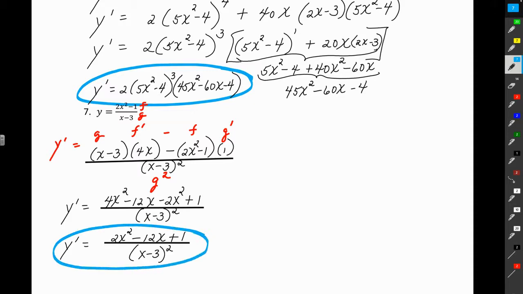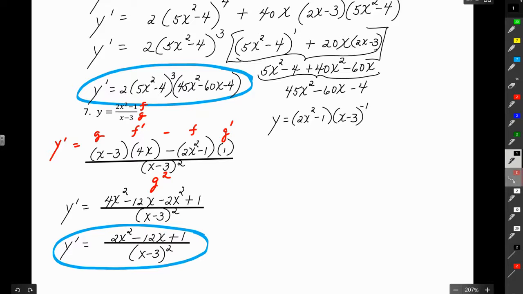Now, you can also use the product rule. A lot of people like the product rule better. So we just would have to start by rewriting the function here. So we're going to rewrite that as 2x squared minus 1 times (x minus 3) to the negative 1 power. So these two mean the same thing, but now I can use the product rule instead. So the product rule says that I have f g prime plus g f prime. We'll just fill that in.